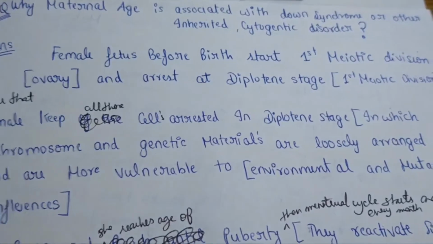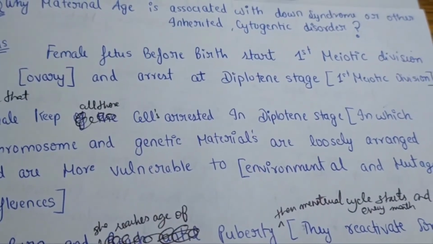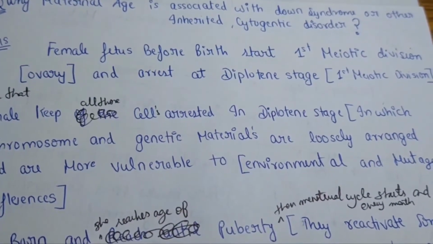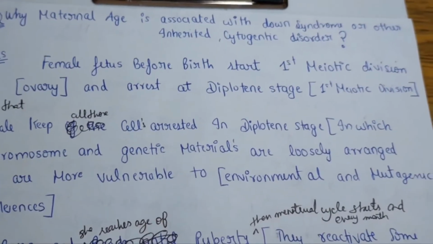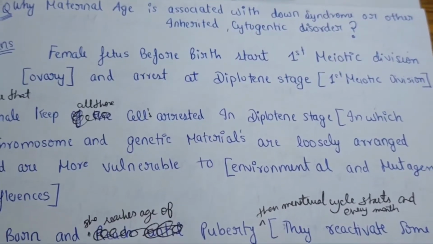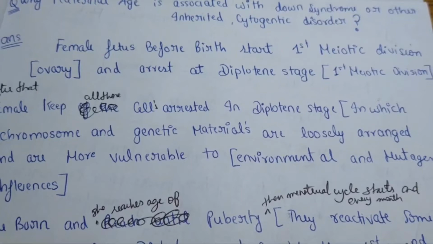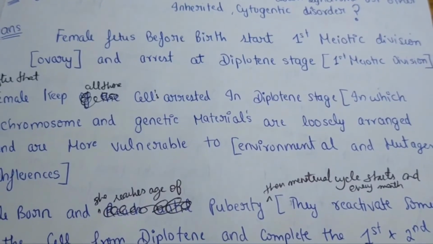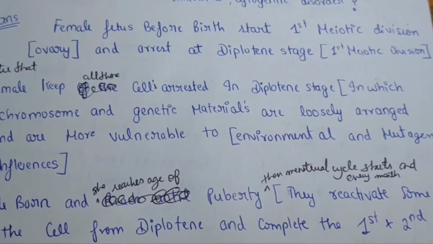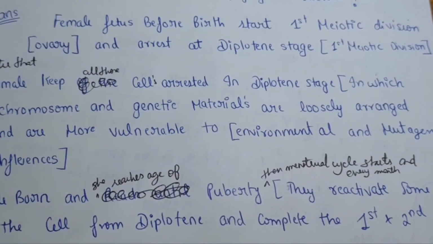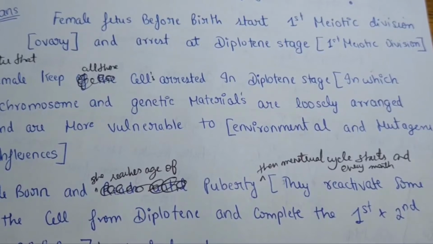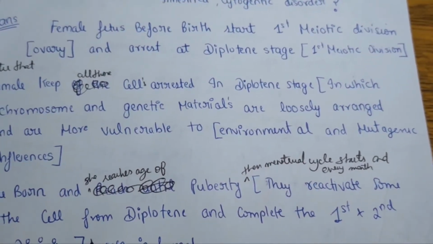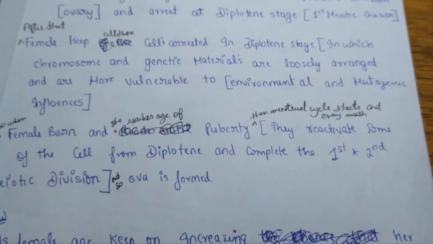We should remember that in a female, even before birth, while the fetus is in the fetal stage, within the ovaries of the fetus the first meiotic division starts and the ova are arrested at the diplotene stage of the first meiotic division. After that, the female keeps all those cells arrested in the diplotene stage. In the diplotene stage, the chromosomes and genetic material are loosely arranged and are very vulnerable to environmental and mutagenic influences.